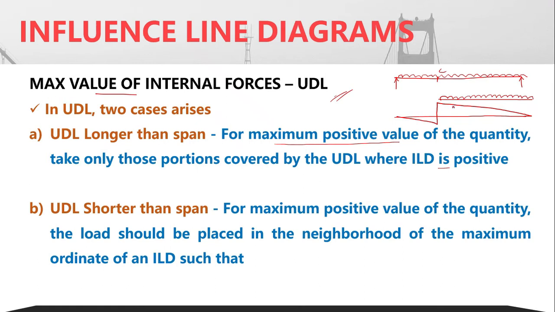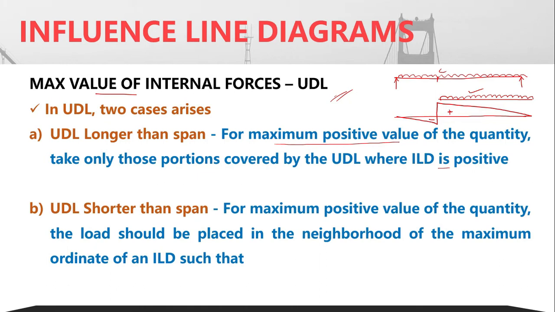Okay, I place the corresponding value of UDL only here, say on the positive side or maybe the negative, whichever is maximum. And then I find the corresponding value, maybe maximum positive shear force and maximum negative shear force. Depending upon that, I can get it.